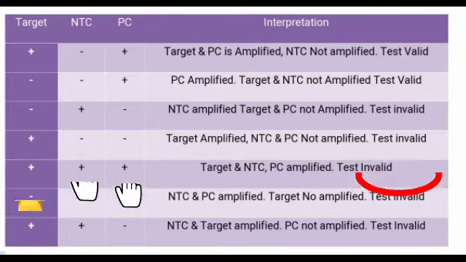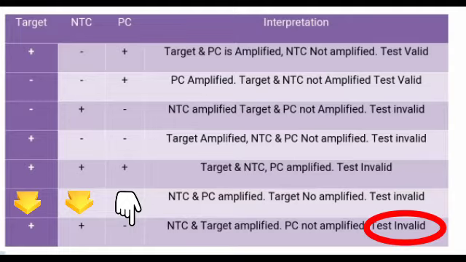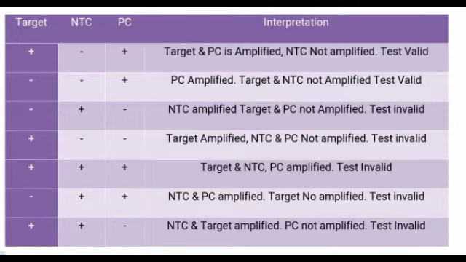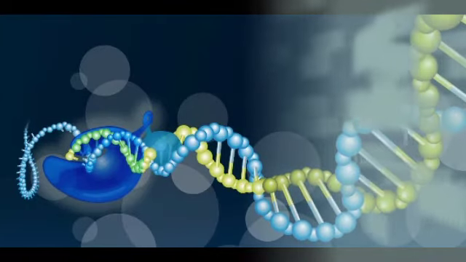In the last scenario, finally, we can see the target is amplified and the NTC is also amplified, whereas the positive control is not amplified. So again, it shows there is a failure in the reaction, as the NTC is amplified and the PC, which should be amplified, is not amplified, and the test run is invalid. So these are the various situations we can come across when we are interpreting real-time PCR reports, and the report should be released according to the interpretations.